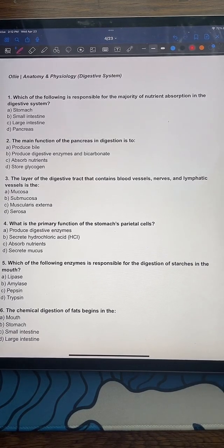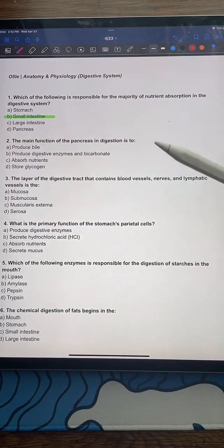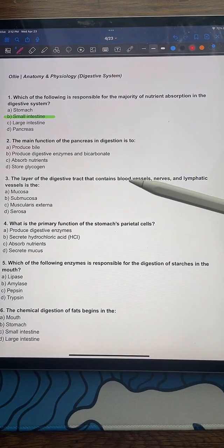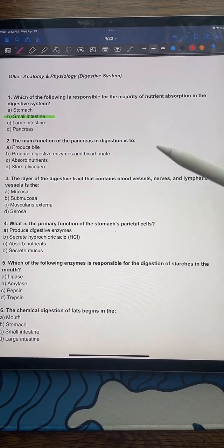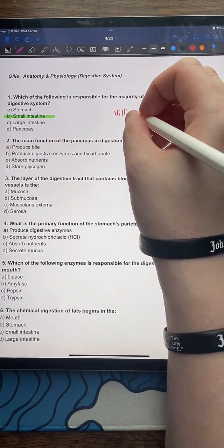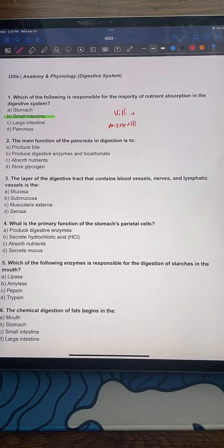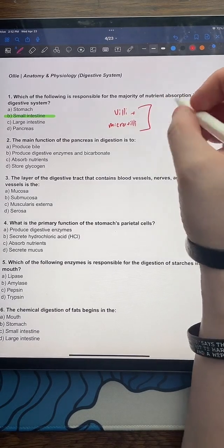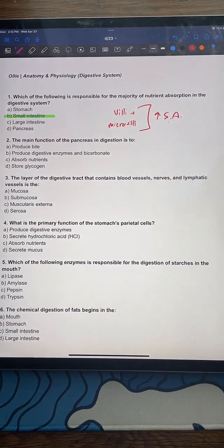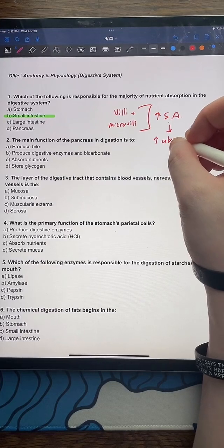But number 1 talks about which of the following is responsible for the majority of nutrient absorption. The answer is B. It is the small intestine. The small intestine, mainly the jejunum and the ileum, is where most of the nutrient absorption occurs. It has large surface areas because of villi and microvilli. Basically, when you increase the surface area, you make room for more absorption.